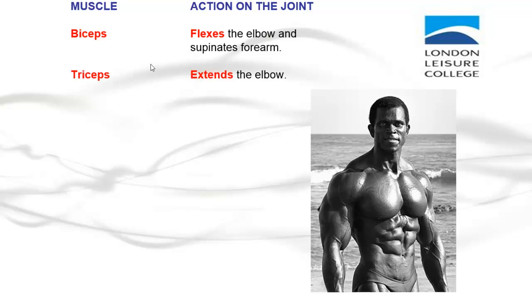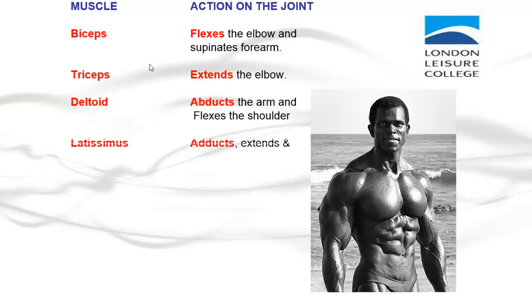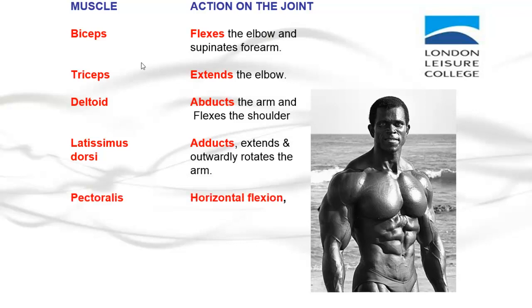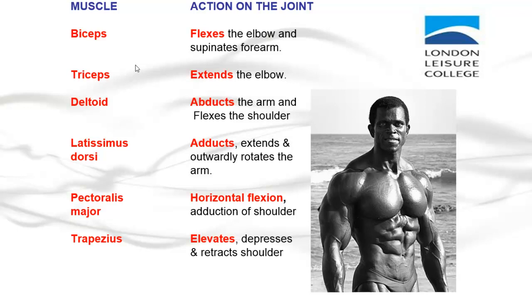The deltoid abducts the arm and flexes the shoulder, when you do forward shoulder flexion. Latissimus dorsi adducts, extends and outwardly rotates the arm. Pectoralis major is responsible for horizontal flexion and adduction of the shoulder. Trapezius elevates, depresses and retracts the shoulder blades. The rhomboids retract the shoulders and the shoulder girdle.